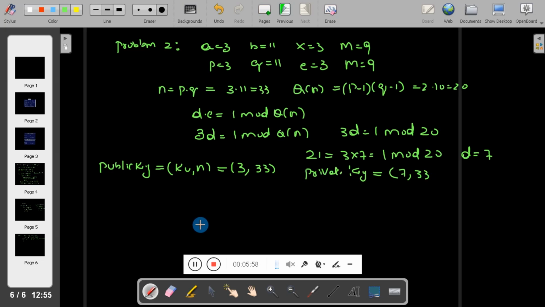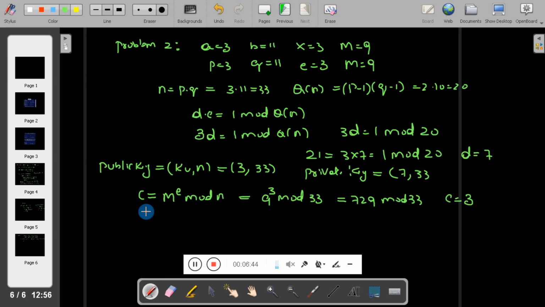Now you need to encrypt the given message. The formula is ciphertext C = m raised to the power e, the public key, mod n. We have message m = 9, so 9 raised to the power 3 mod 33, that is 729 mod 33, and you will get the answer C = 3. Now we have C = 3.